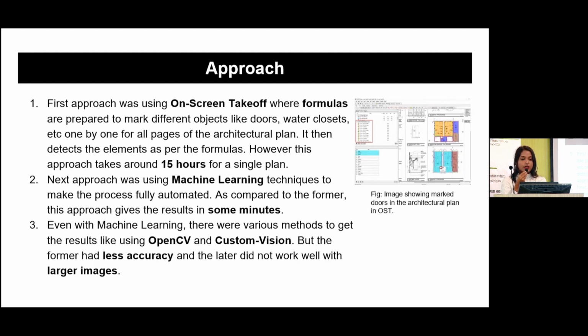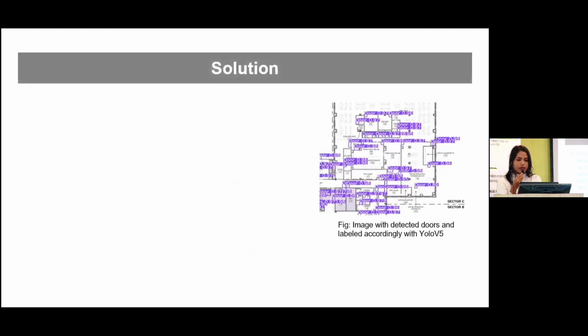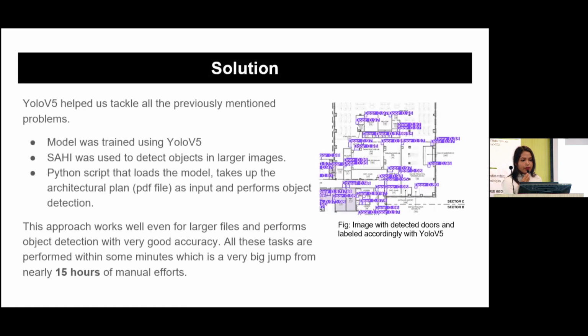In custom vision, the problem was accuracy, and 2D architectural plans are very large images, so it was not working well with all those things. We also used TensorFlow, which is not mentioned here, and we faced the same issues in TensorFlow as well. And our final solution was YOLO V5.